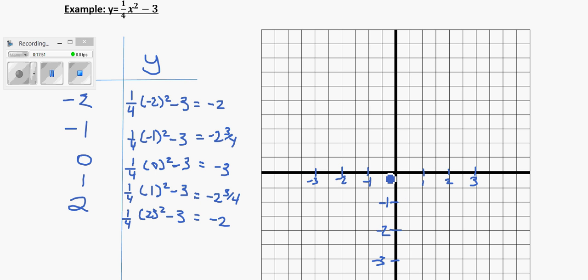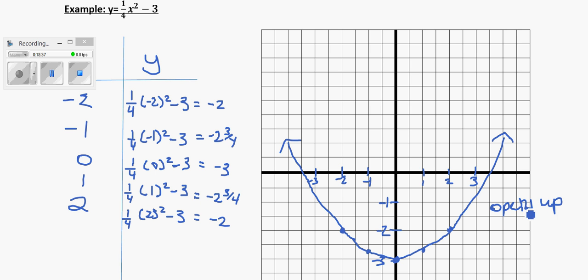So we're going to put our first point in at -2, comma, -2. Our next one in at -1, comma, -2 and 3/4. At 0, -3. At 1, and -2 and 3/4. And at 2, comma, -2. And so now we're going to draw this out into our parabola shape. And that's the general shape. Again, it opens up.